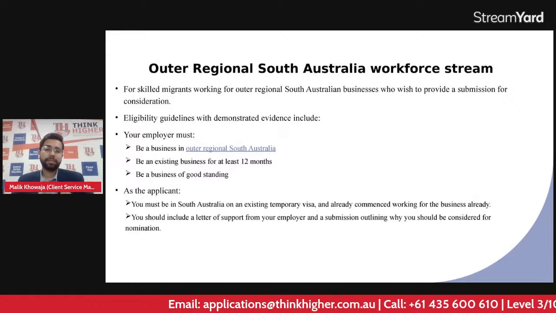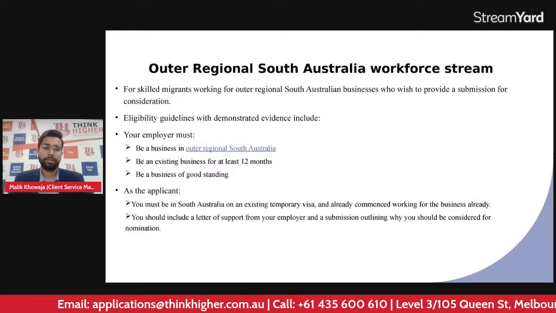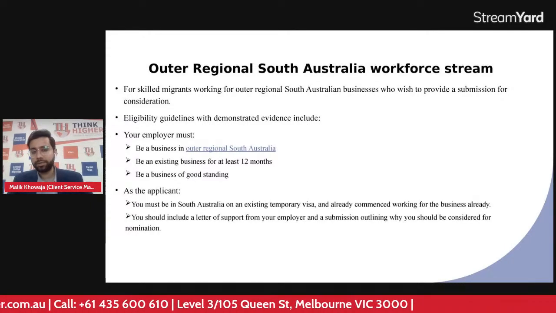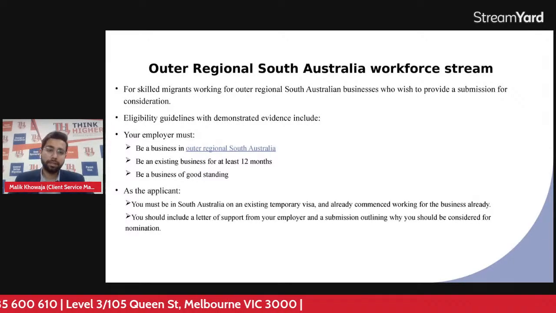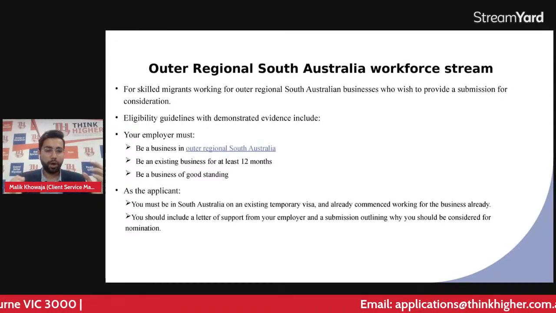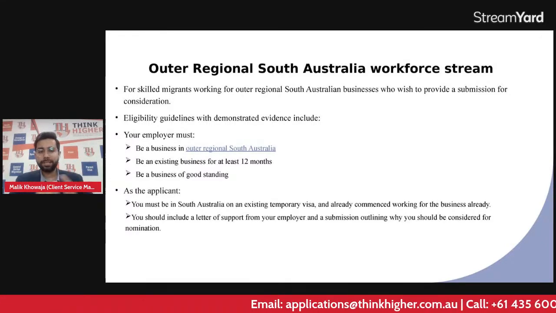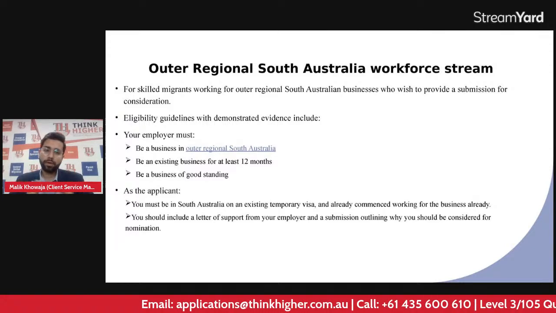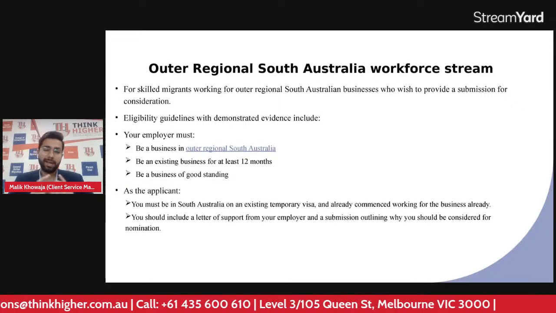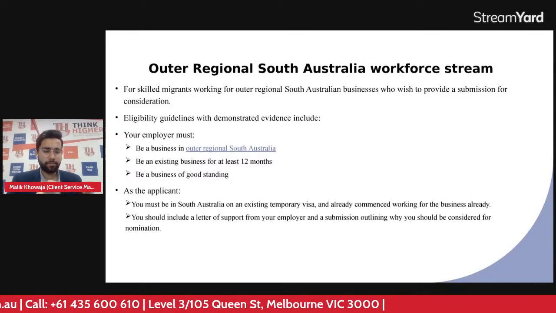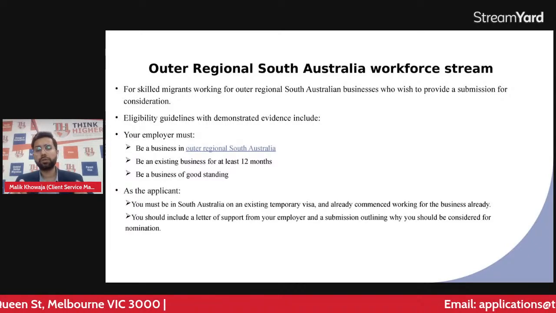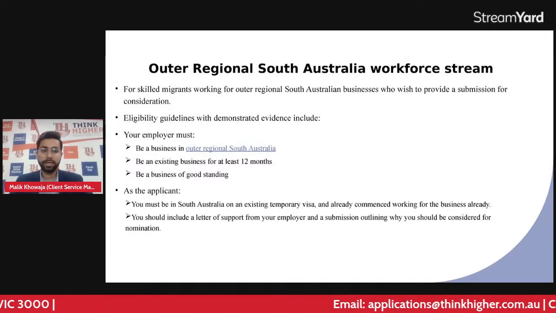Second thing is the business has to have been located in those regions for the last 12 months. Also, the business must have good standing there, meaning local people must know this business. Now, as an applicant, the requirement is pretty simple. You must be in South Australia, which is a mandatory requirement for this one. You must have a temporary visa, it could be a student visa, a post-study work visa, or any visa you may have, and you must have already commenced work for this business. This is the important key.